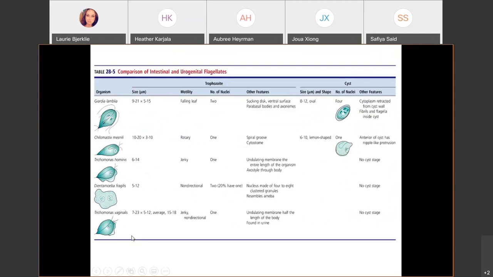There's the flagellate slide. So it goes through Giardia, Chilomastix, Trichomonas, and Dientamoeba. Again, Dientamoeba is a flagellate. Looks like an amoeba, but it's not. So I talked about the cyst of Chilomastix being that lemon shape, with a shepherd's crook. Oh, they don't talk about the shepherd's crook on this slide, but it does. Trichomonas is the one that has that undulating membrane on one side, that wavy membrane, and jerky motility. I had mentioned that earlier.